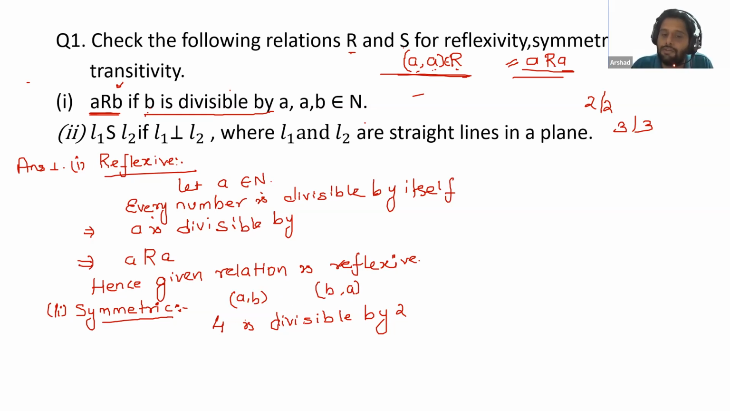Now 4 is divisible by 2, but the converse of this is: is 2 divisible by 4 or not? No. 2 is not divisible by 4. That's why this is not symmetric. So we will just give a simple example for this one.